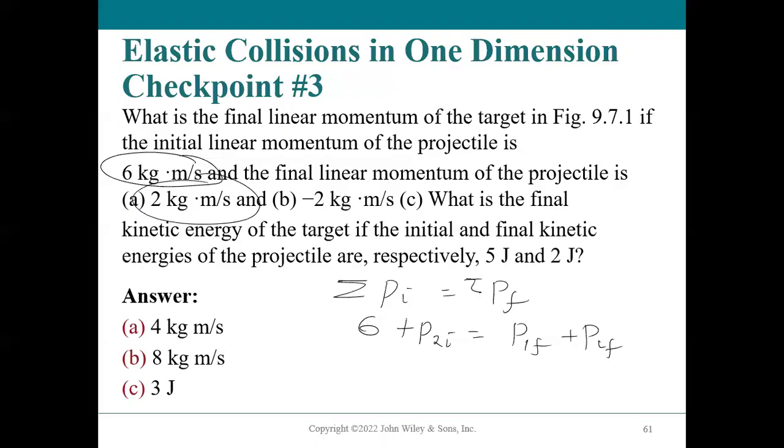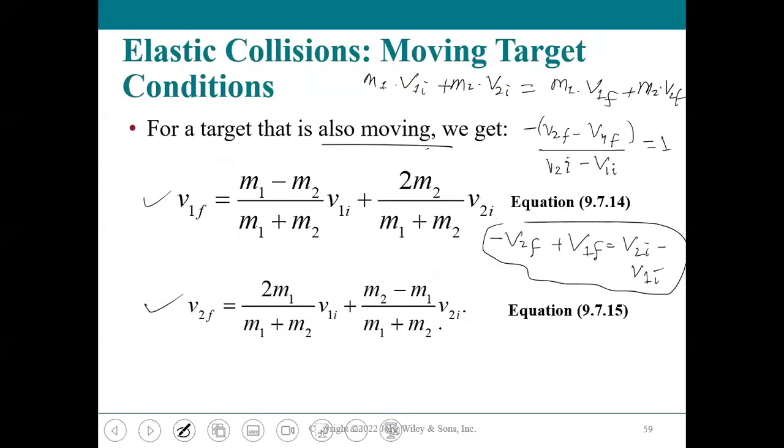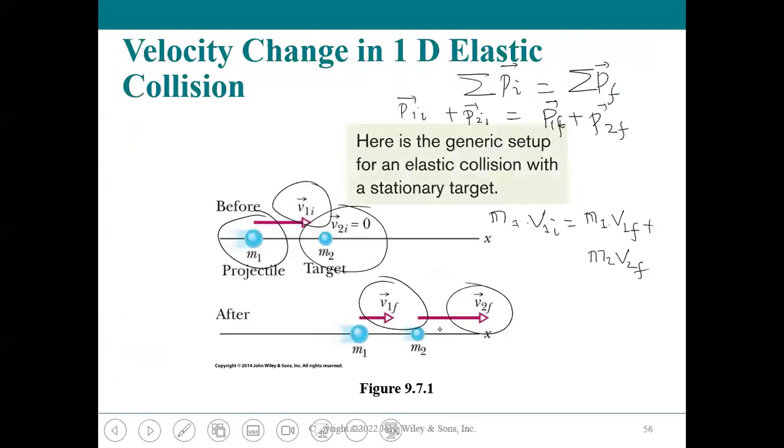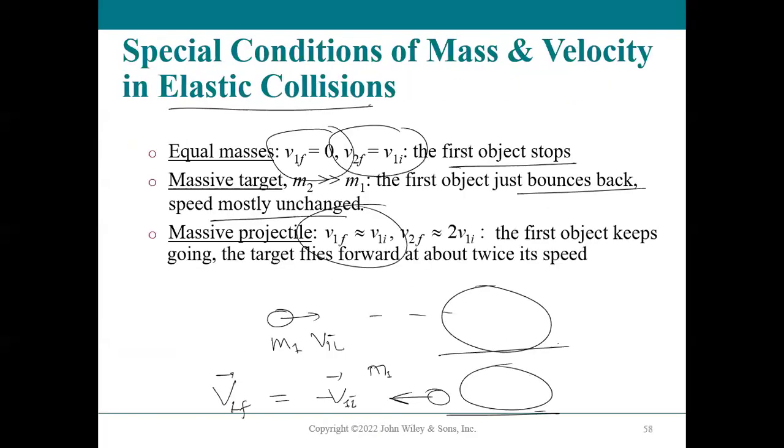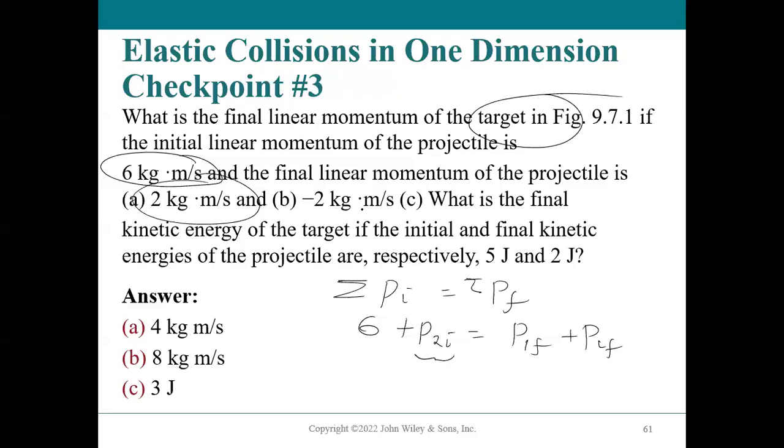So the question is what is the final linear momentum of the target. The target is particle 2, right? In the picture here, when the initial target is at rest, it means that the initial momentum is equal to 0. So here 6 is equal to 2 plus P2 final. So P2 final is equal to 4 kilograms meter per second.